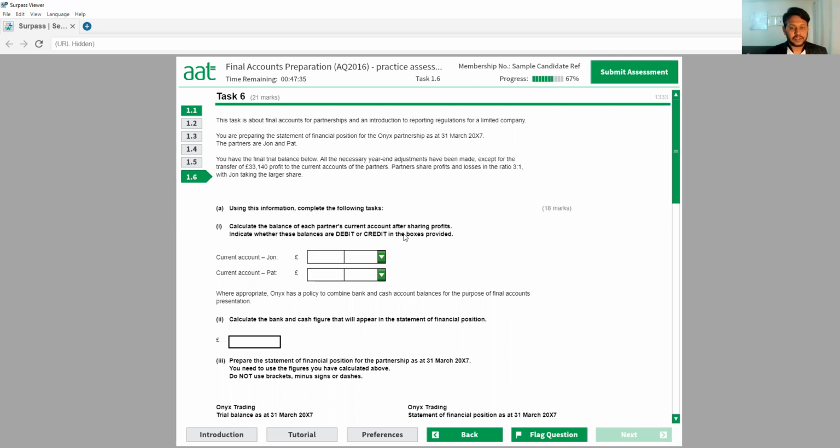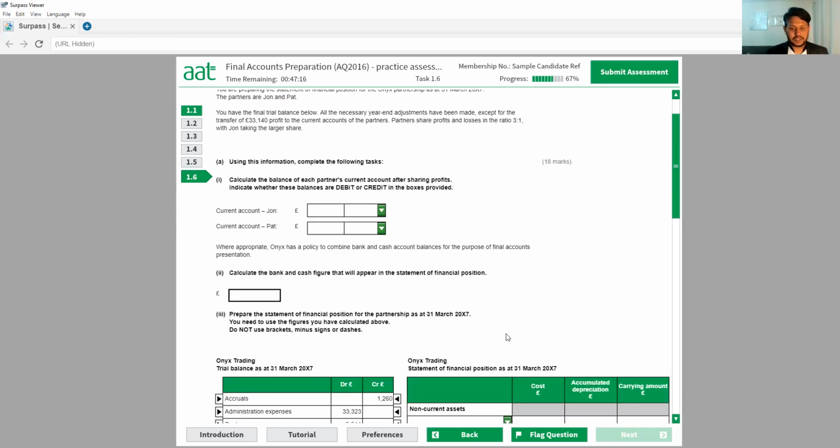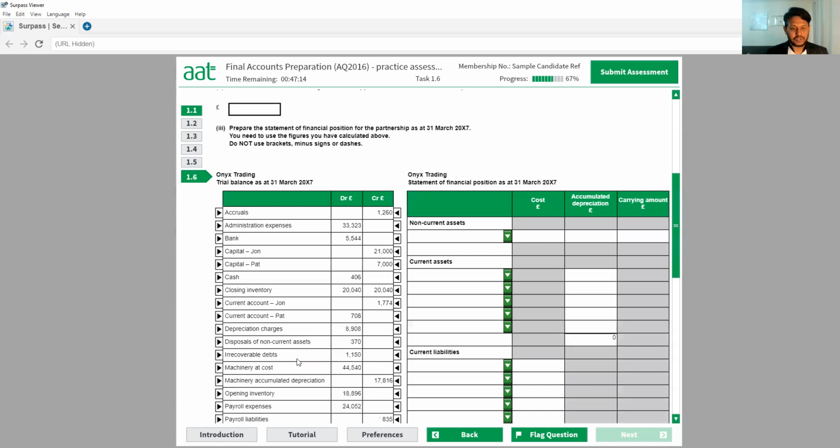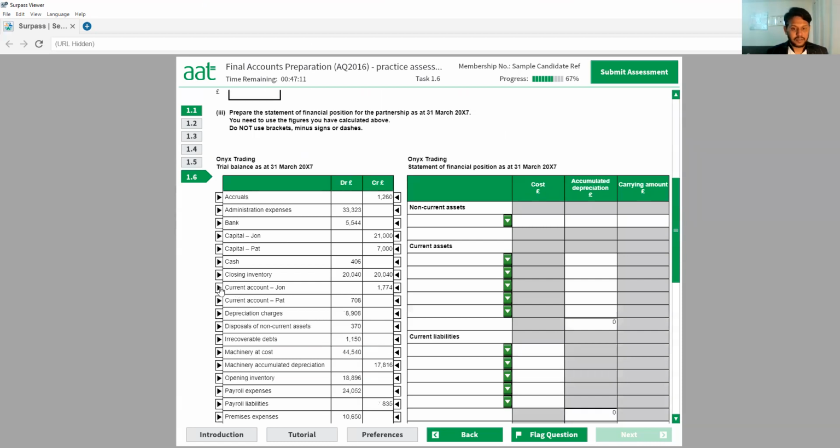The next requirement here is calculate the balance of each partner's current account. Okay, so calculate the balance for each partner's current account. Now remember the current account balance. Before you do that, we need to see how much is the current account balance we have on the trial balance. And after that, we'll share the profit. So let's have a look. How much is the balance we have for John and Pat, current account balance.